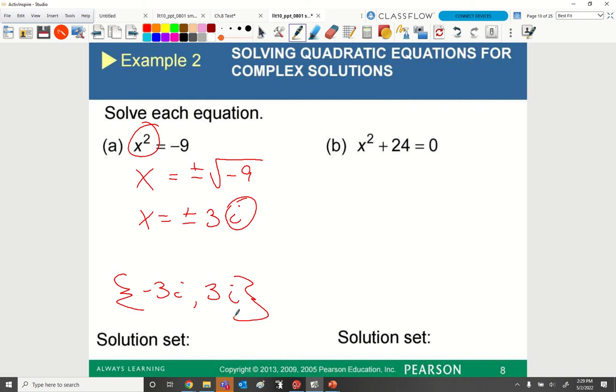Now, on part B, I'm going to do it by hand. I want to try and isolate my x squared. So what am I going to do first? Subtract the 24, right? So I get x squared is equal to -24. So the next step to undo the square? Very good. So x equals plus or minus the square root of -24.